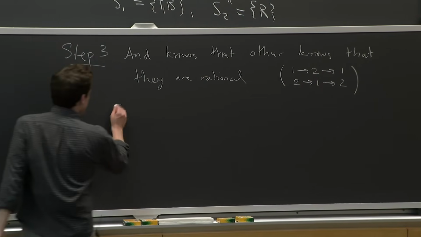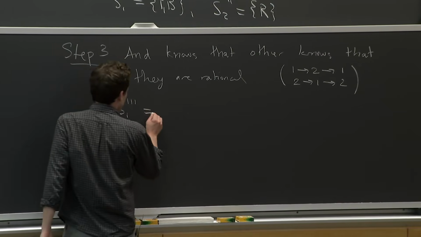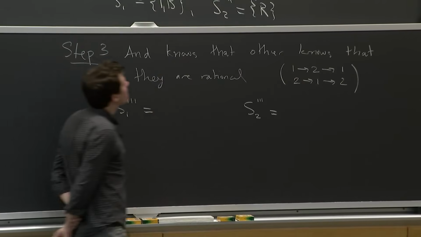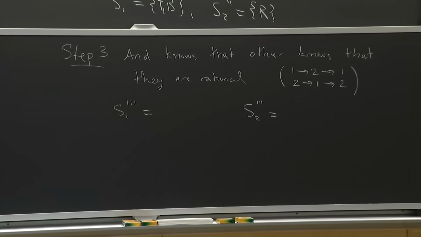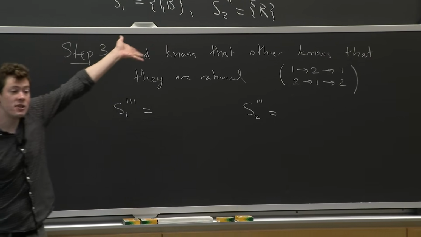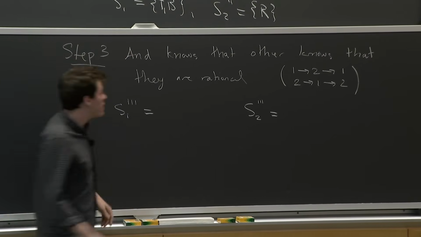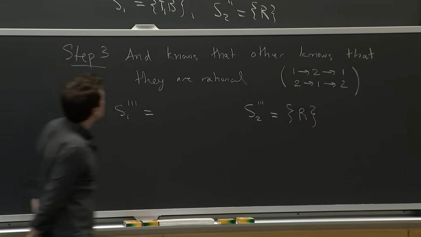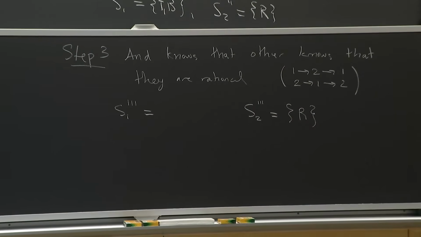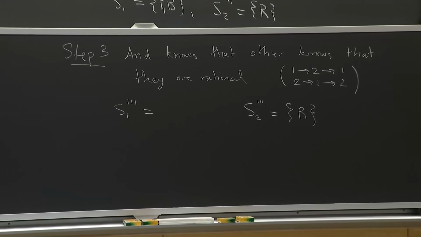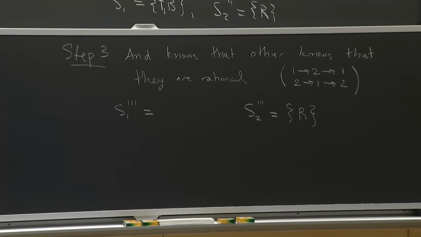And maybe now we'll call this S1 triple prime and S2 triple prime. Well, S2 triple prime is pretty easy because for player 2, we've already narrowed it down to the only strategy they have left. So that's just still going to be R. That's not going to change. But what about player 1? What is reasonable for player 1 to play given the second order knowledge of rationality?